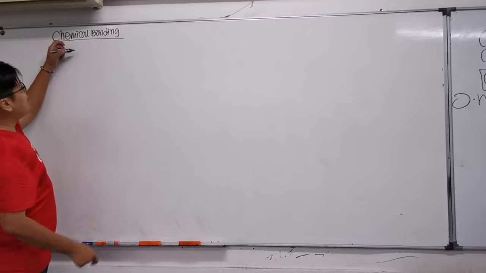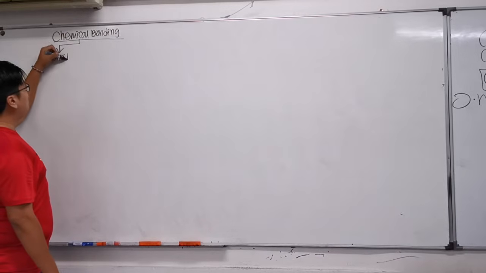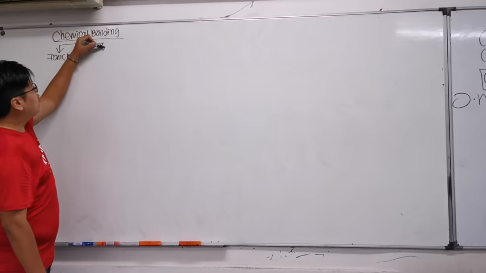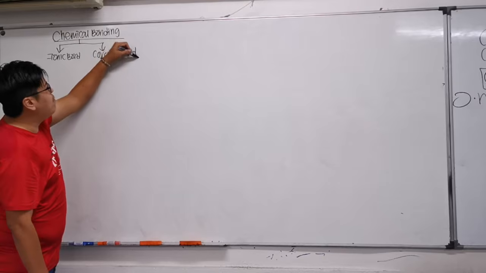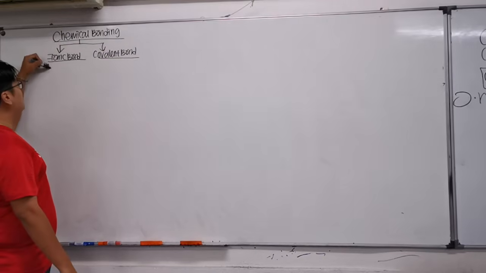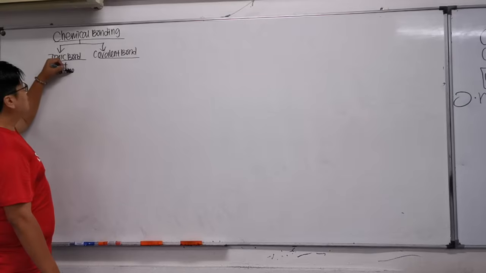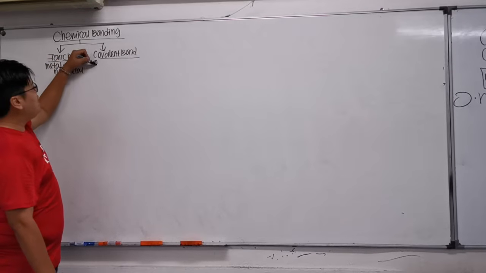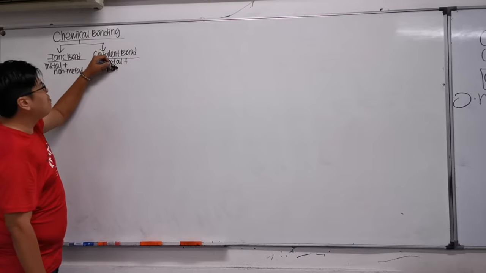Okay, there are two types of chemical bonding I taught you from last week. The first one is called ionic bond. The second one is called covalent bond. Ionic bond is made by a metal joining with a non-metal. For covalent bond, you have a non-metal joining with a non-metal.